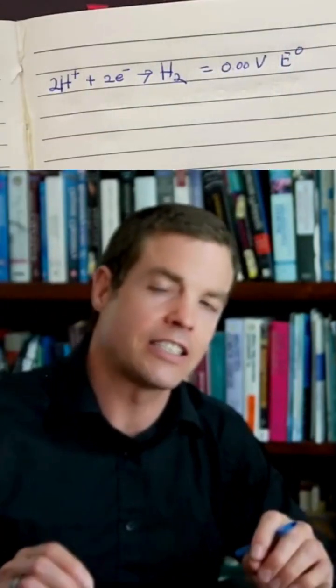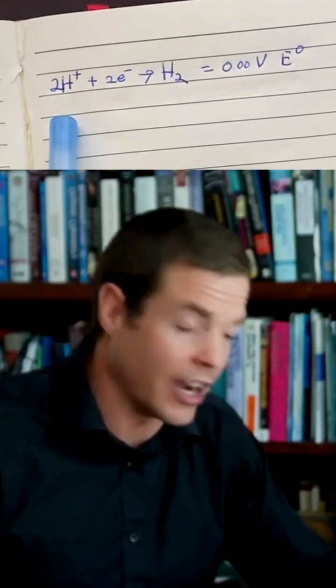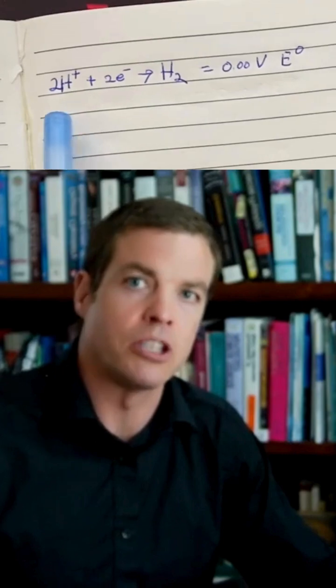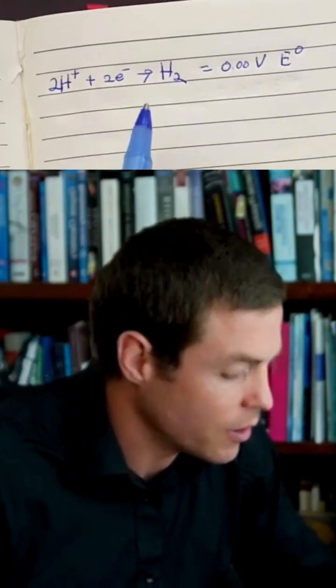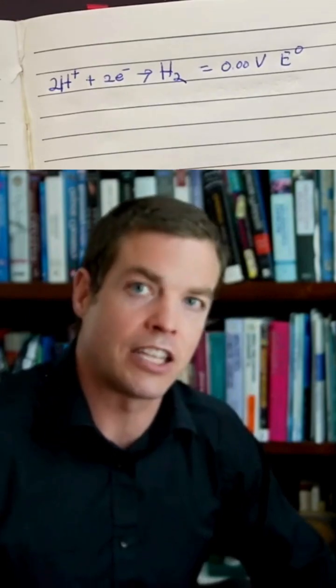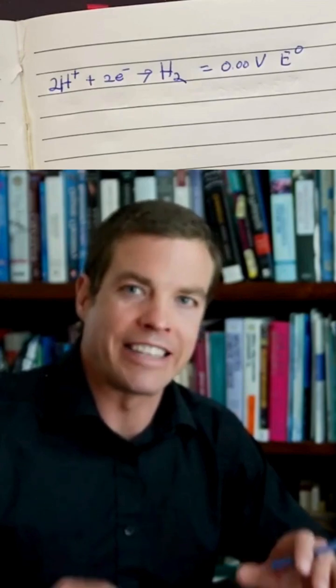So standard conditions in chemistry means a specific thing. For example, in this case, you'll have a 1 molar concentration. So for hydrogen ions, a 1 molar concentration means you have a pH of 0, all right? So the activity of the hydrogen ion is 1. And also the pressure of hydrogen gas will be 1 bar. And that is going to be defined as 0.